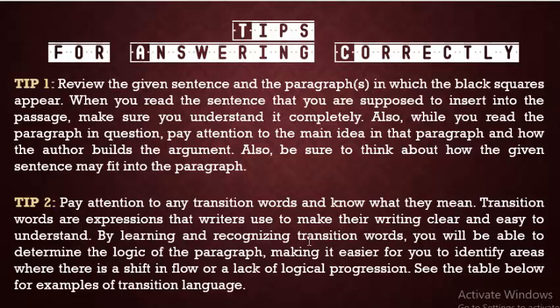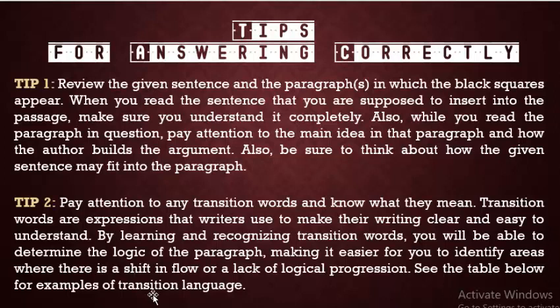By learning and recognizing transitions, these coded words, you will be able to determine the logic of the paragraph, making it easier for you to identify areas where there is a shift and flow, or lack of logical progression. Shift and flow means that you jump from a part of the idea back, flashback, or flash forward. If you don't know flashback or flash forward, please Google it.